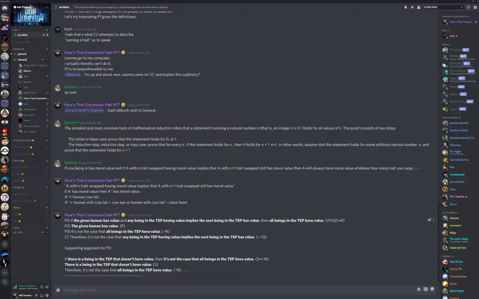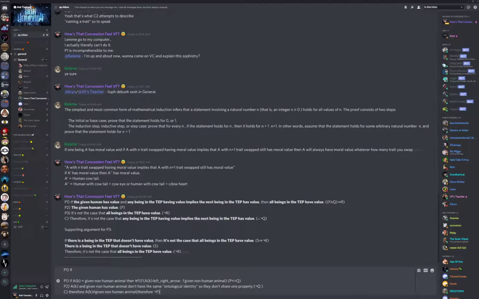I just included your reasoning down there. If there's a being in the TP that doesn't have value, then it's not the case that all beings in the TP have value. There's a being in the TP that doesn't have value, therefore it's not the case that all beings in the TP have value. Just modus ponens. Okay, so let's look at the second one. Do we have full agreement about all of that? There's no confusion? Yeah. Okay.